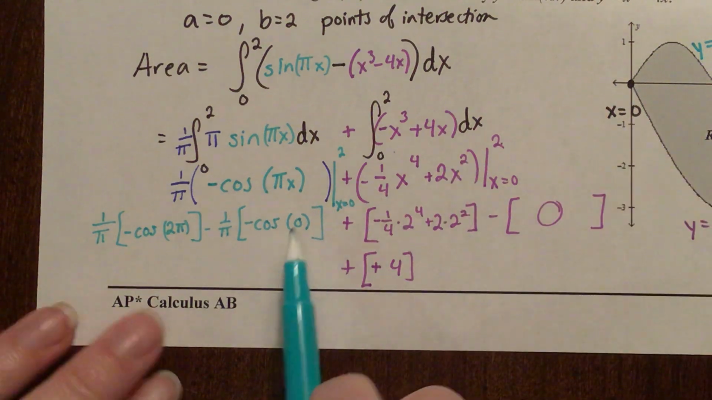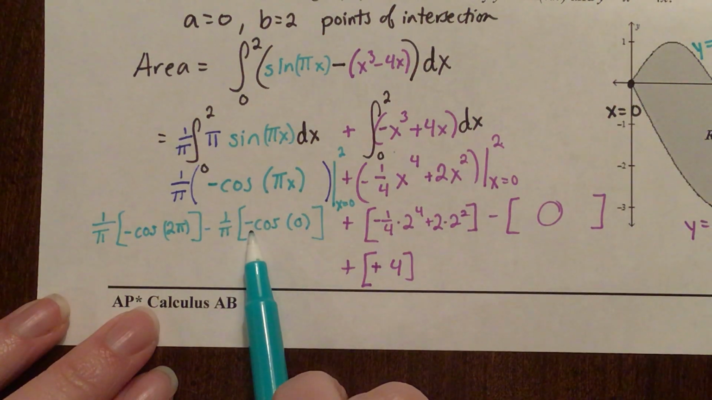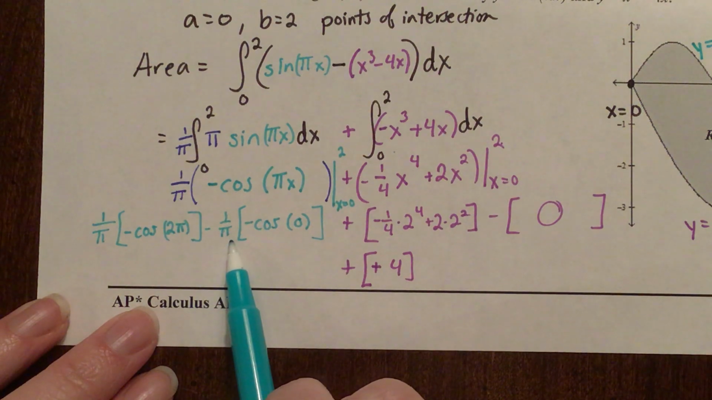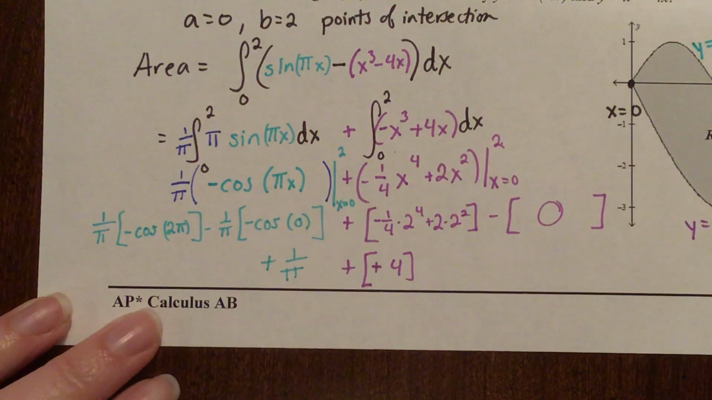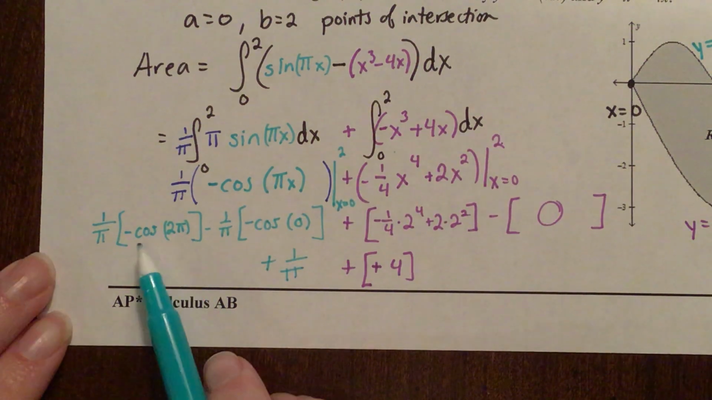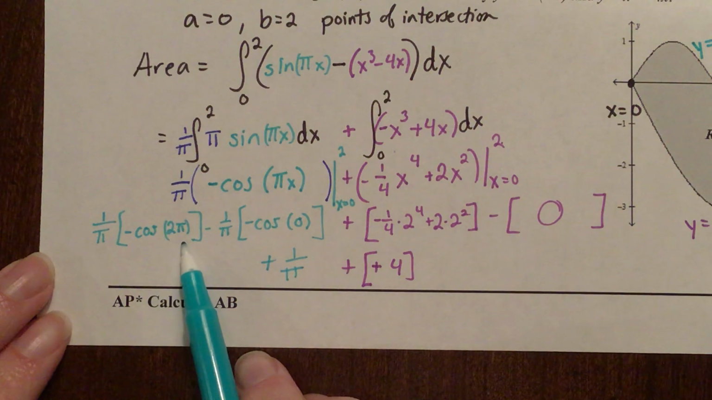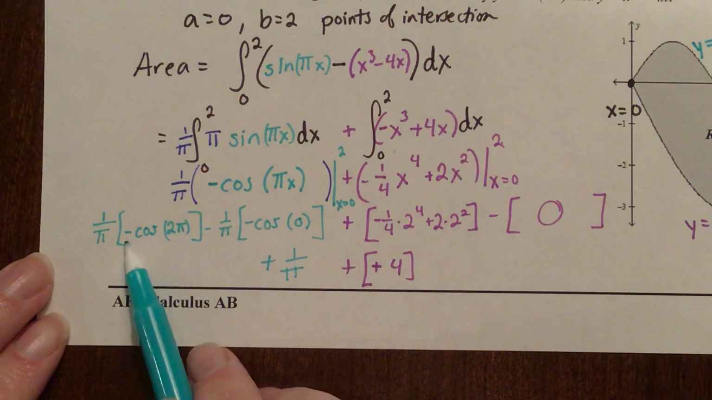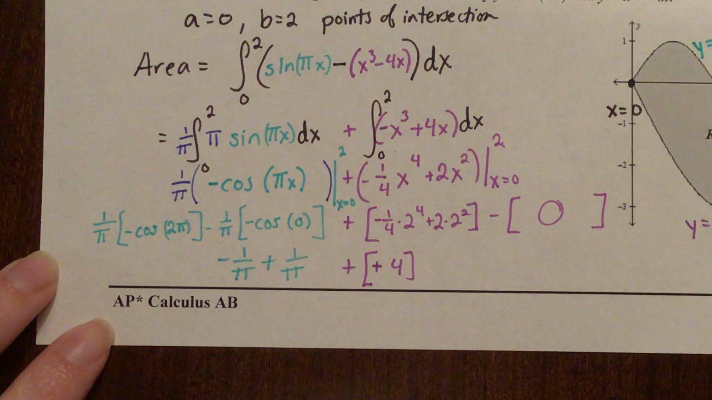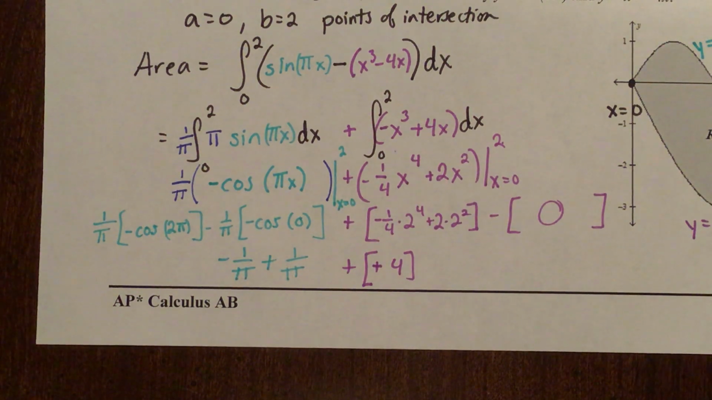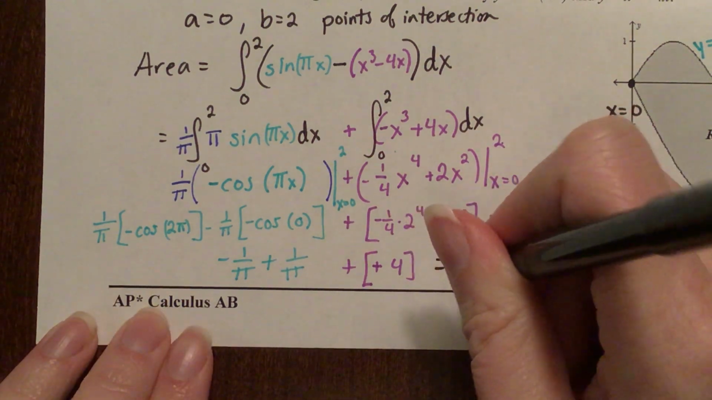Cosine of 0 is 1, so this is 1 times 1/pi, which is 1/pi. Negative times negative is positive, so plus 1/pi. Over here, cosine of 2pi is 1, and then there's a negative in front of it, so it's negative 1. Negative 1 times 1/pi is negative 1/pi. And then we are going to combine like terms. Negative 1/pi plus 1/pi is 0. So all that combines to get 4.